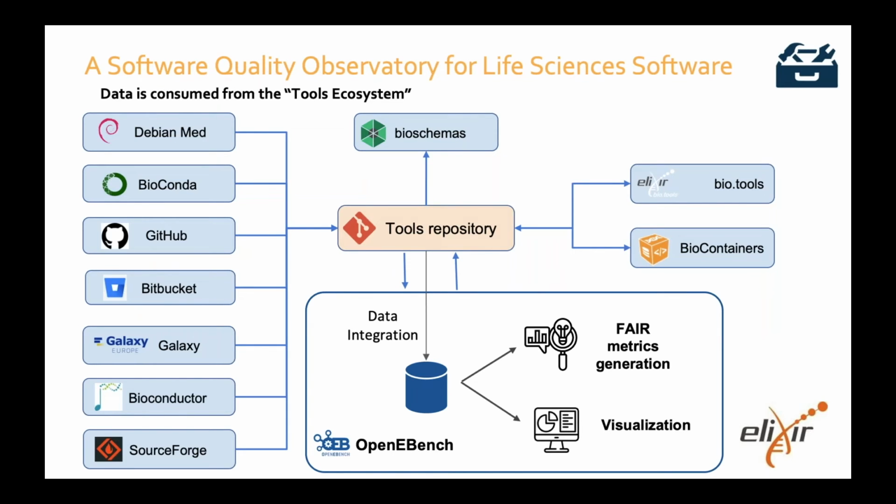Okay, so how does this work? Once we have the metrics, it's time to measure them. So the first thing we need is data, of course. We take it from the ecosystem, and the ecosystem feeds itself from many different sources, as you can see there. Some of them, like BioTools and BioContainers, are essential services of ELIXIR. Others, like GitHub, are not. Others are something in the middle, like Galaxy. And what we do is take all that information and put it into OpenEBench. The problem is that the ecosystem is not ready yet, because there are many, many services to prepare and add. So in the meanwhile, what we are doing is using a development mini tools ecosystem.